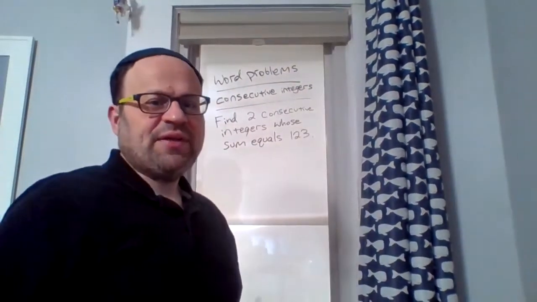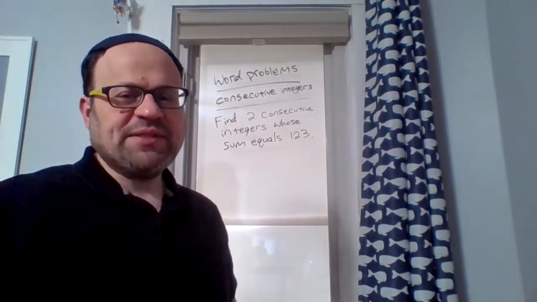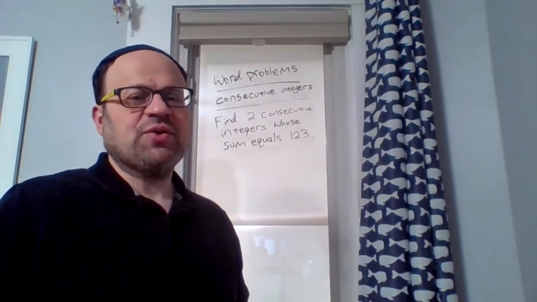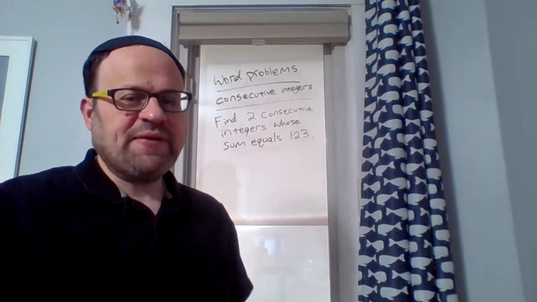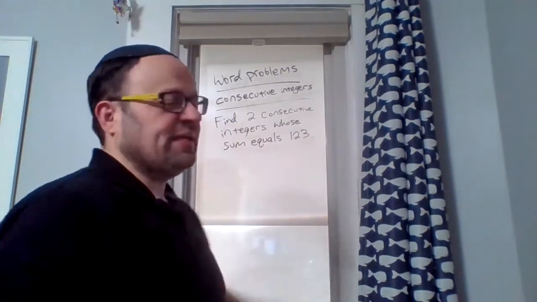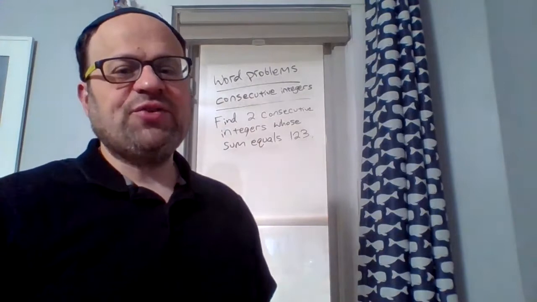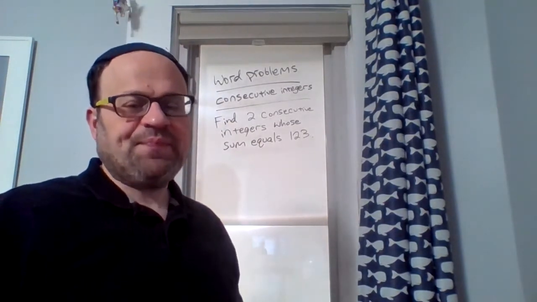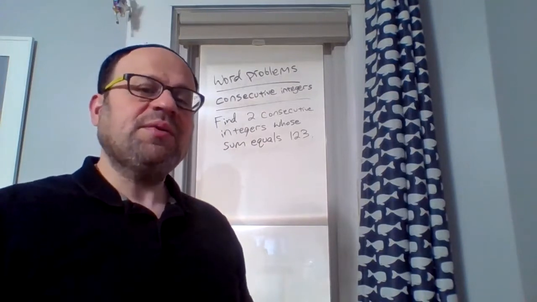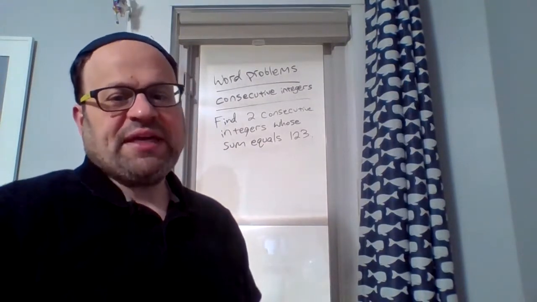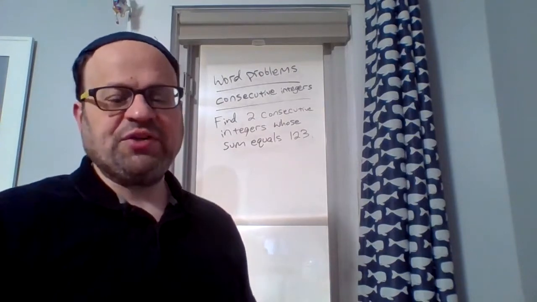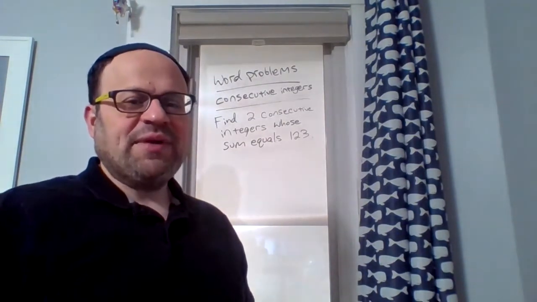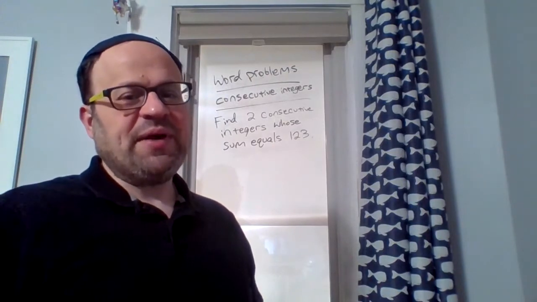Okay, we're going to take a look at some word problems today, specifically a category of word problems called consecutive integer problems. So this problem specifically that we're looking at right now says find two consecutive integers whose sum equals 123. Okay, so you could probably figure this out just by guessing numbers and eventually you'll get it. But we're at the point now, when it comes to math, that we can find a better way.